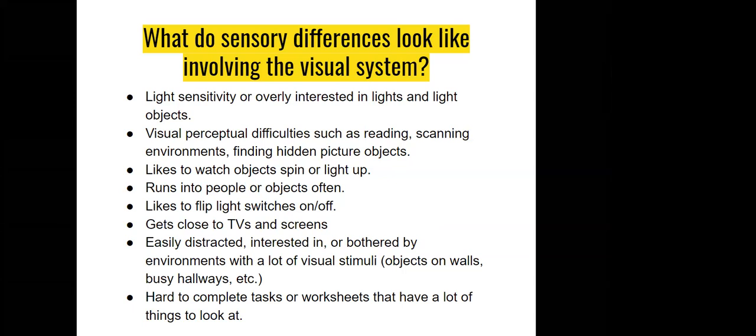They might like to watch objects spin or light up, run into people or objects often, get close to TVs and screens, be easily distracted or bothered by environments with a lot of visual stimuli, and find it hard to complete tasks or worksheets that have a lot of things to look at.